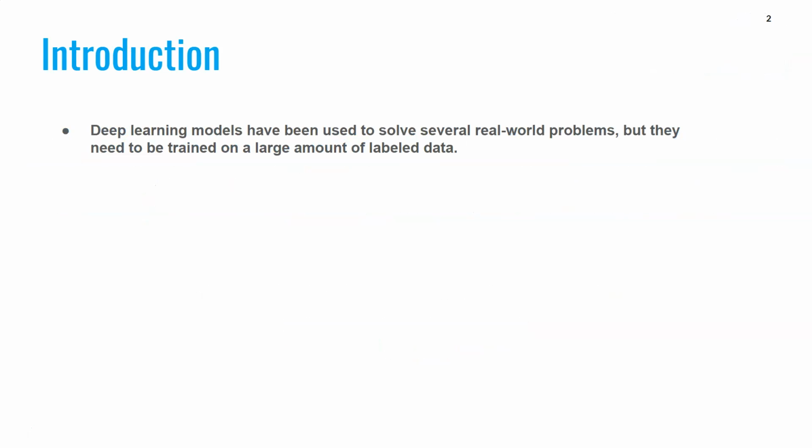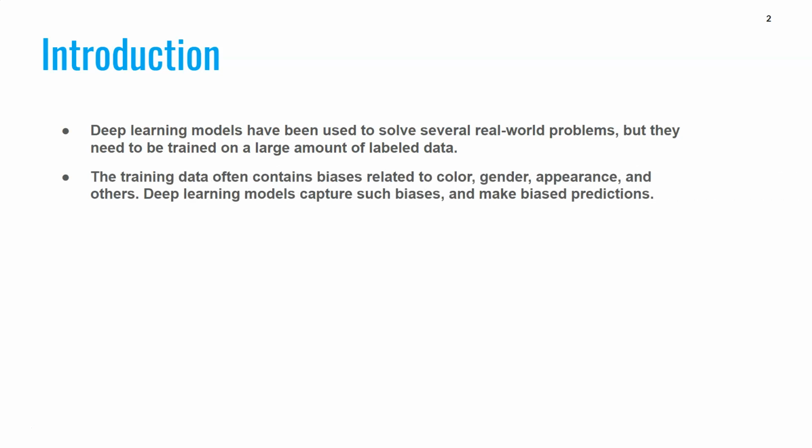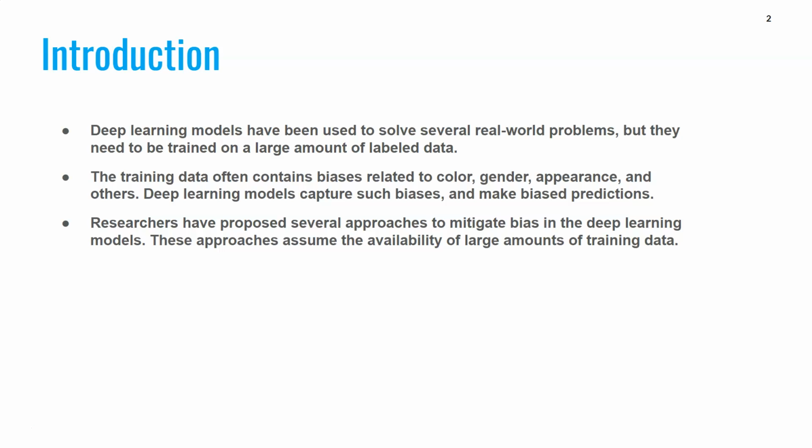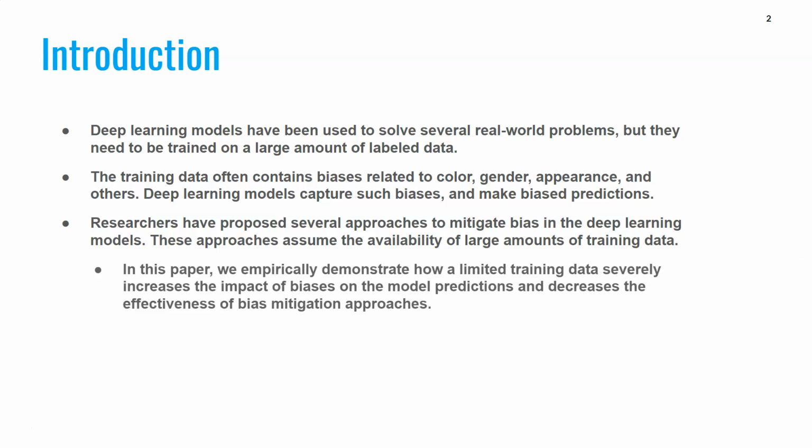Deep learning models have been used to solve several real-world problems. However, they need to be trained on large volumes of labeled data. The training data often contain several types of biases, and deep learning models capture such biases and make biased predictions. Researchers have proposed several approaches to mitigate bias in deep learning models. However, these approaches generally assume the availability of large amounts of training data.